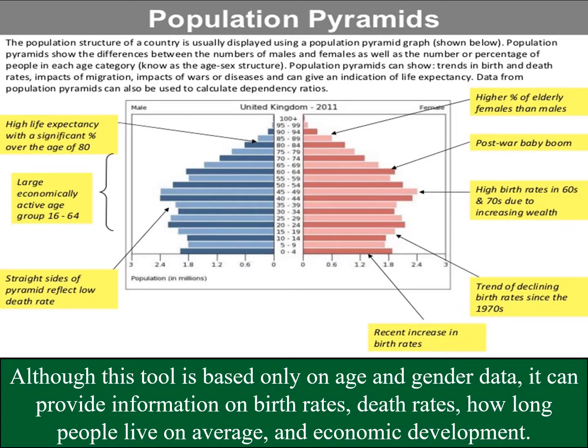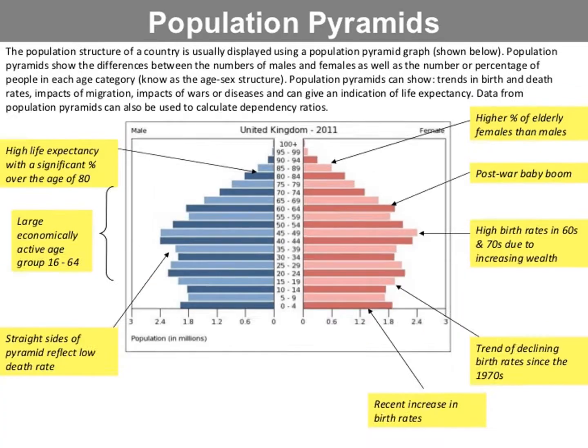Although this tool is based only on age and gender data, it can provide information on birth rates, death rates, how long people live on average, and economic development. Take a second and look at what these different things about the United Kingdom's pyramid can tell us.